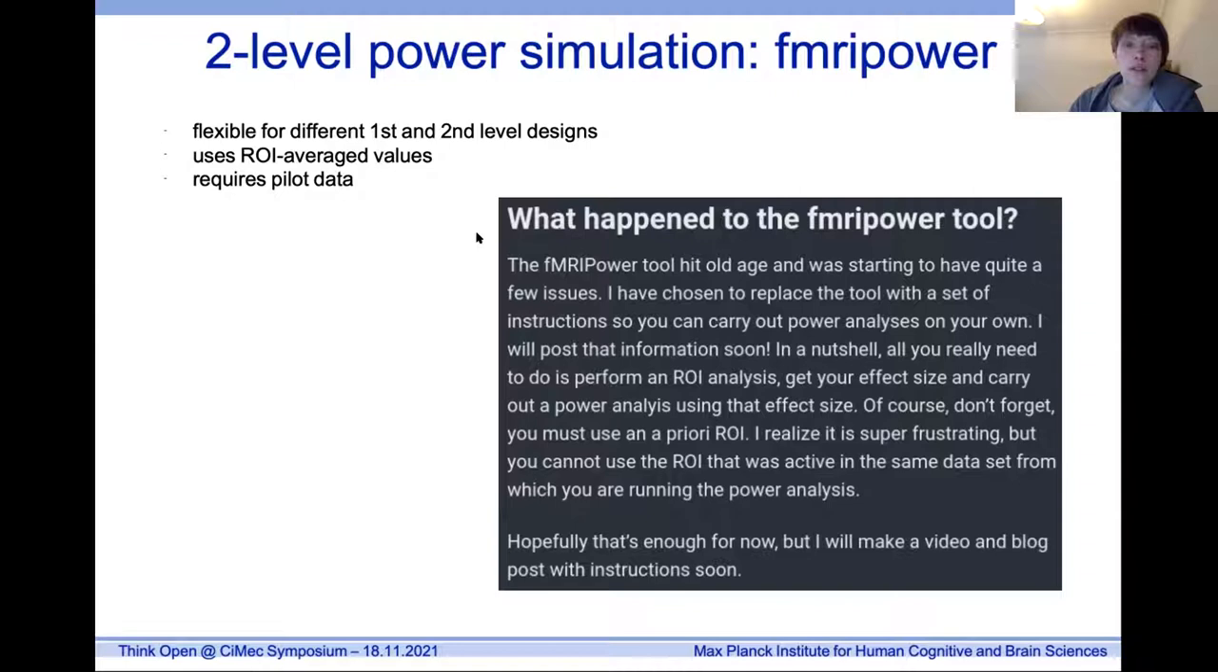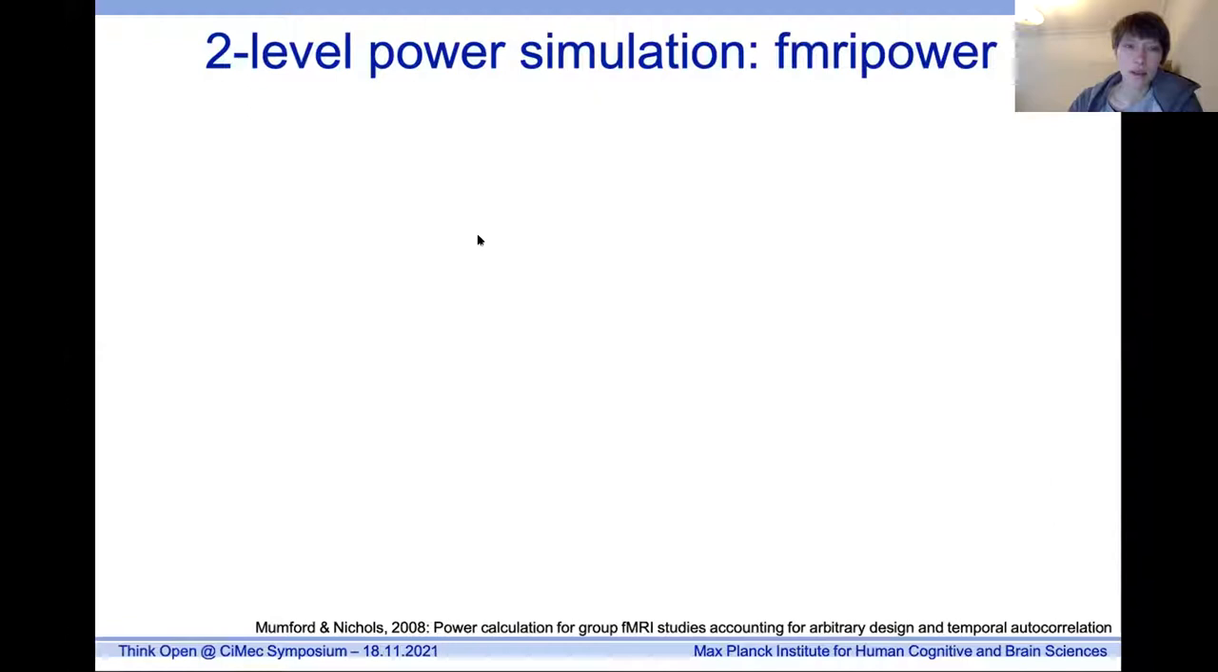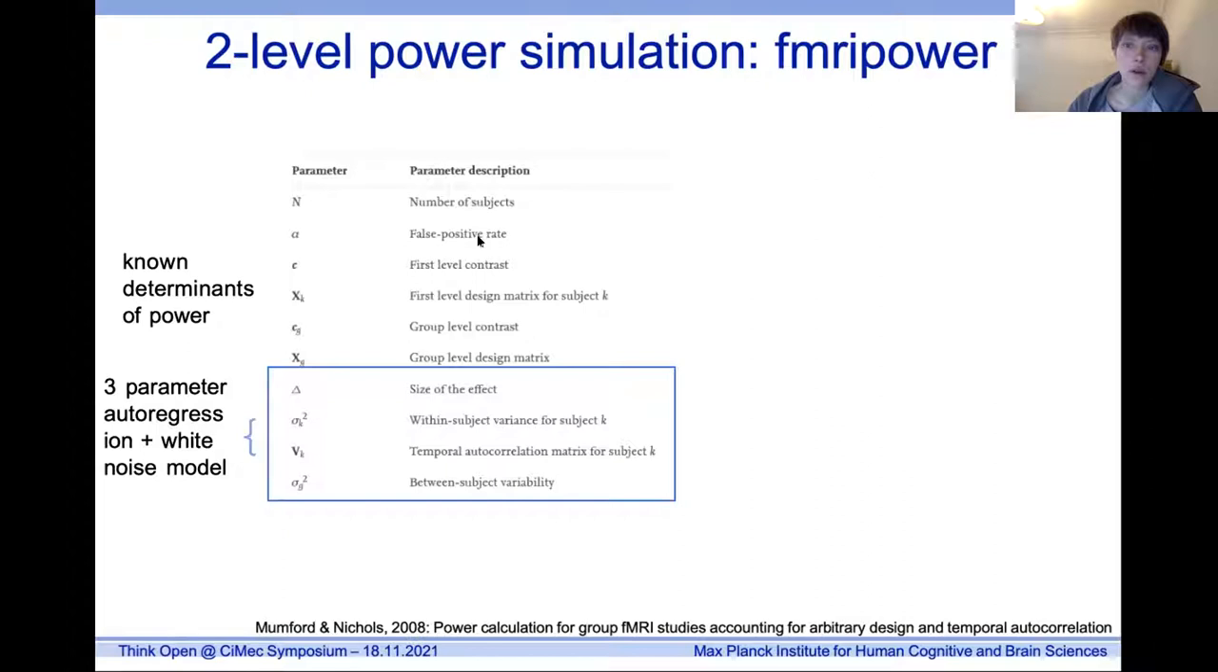But just for you to maybe get an idea how this worked, basically the whole simulation had, on the one hand, known determinants of power and everything that we could describe, for example, the first level and second level contrasts. And then there were things that were unknown, like the within subject variance and the temporal autocorrelation or between subject variability. And all of these were fitted from the first and second level model residuals.